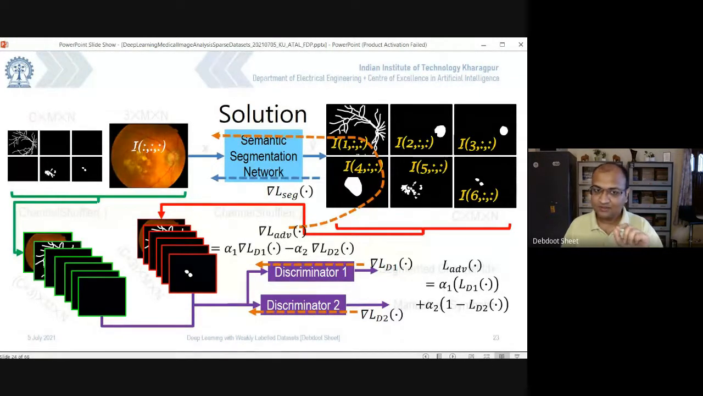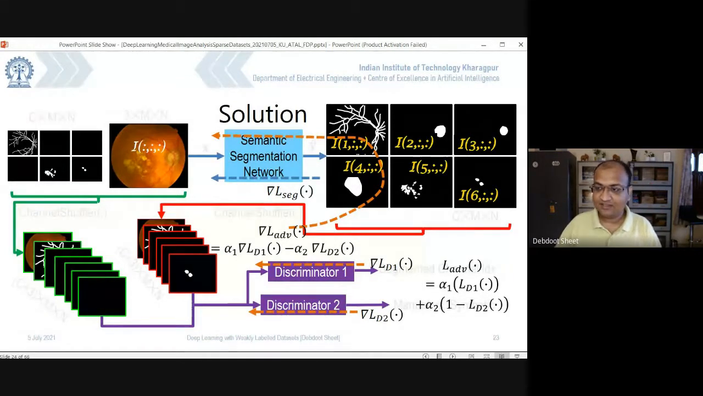I want to make my discriminator 1 more and more powerful. Discriminator 1 should become more and more powerful in being able to accurately say, by looking at a binary mask, which particular class it belongs to, whether it's blood vessel, optic disc, optic cup, aneurysm, whatsoever. So the objective is to minimize the loss of discriminator 1. That loss will also be backpropagated through my semantic segmentation network.